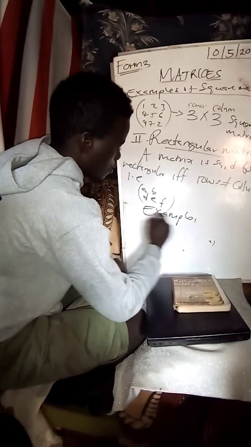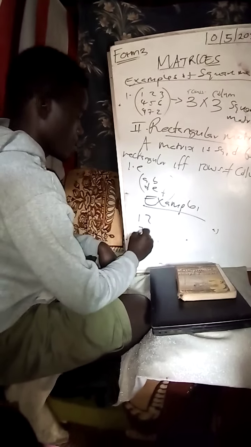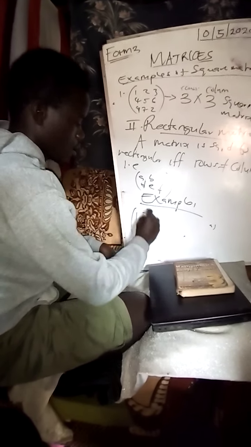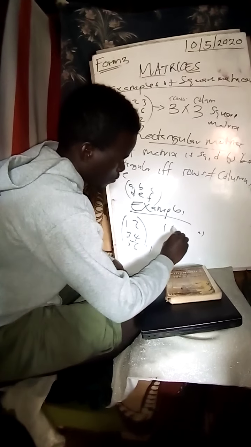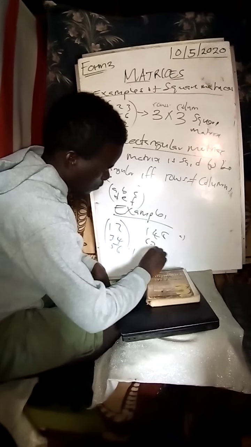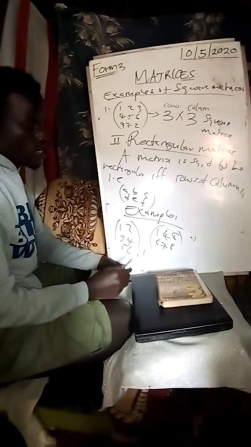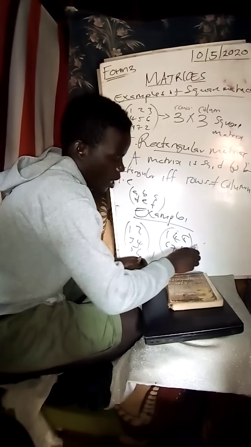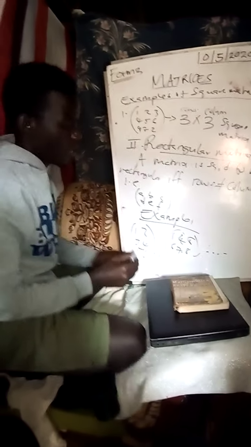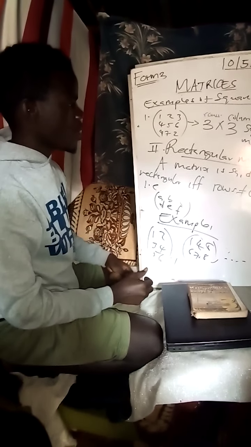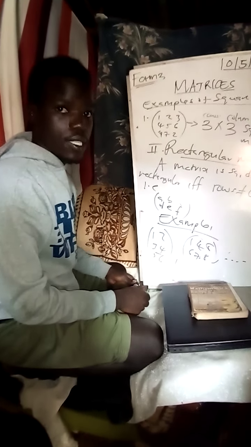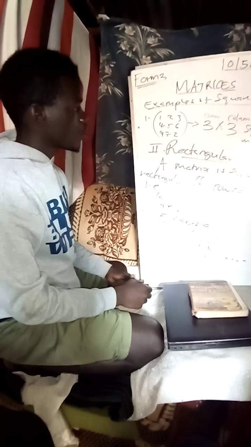And more examples of rectangular matrices. We have 1, 2, 3, 4, 5, 6. This one is a rectangular matrix. 1, 4, 5, 6, 7, 8. This one is another rectangular matrix, and so forth. So this is how we are going to identify the kinds of matrix that we are going to work with.